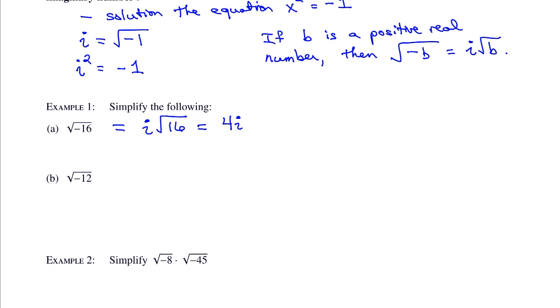Let's look at part B. The square root of negative 12. The negative comes out of the square root as an i, and that leaves me with the square root of 12. Square root of 12 can be simplified. If I write 12 as 4 times 3, I can take the square root of the 4, and that's 2, but 3 is prime, and I can't take the square root of primes, so it's 2i square root of 3. The 3 stays on the inside.